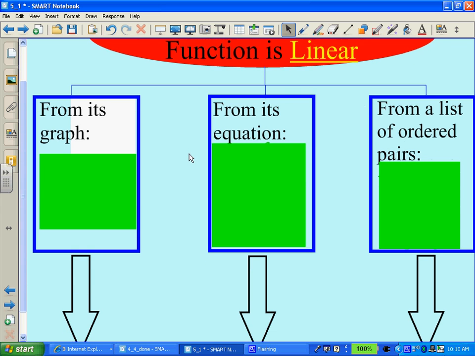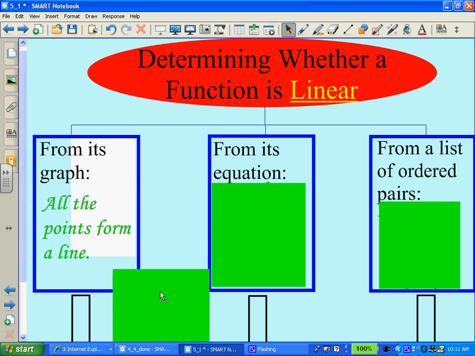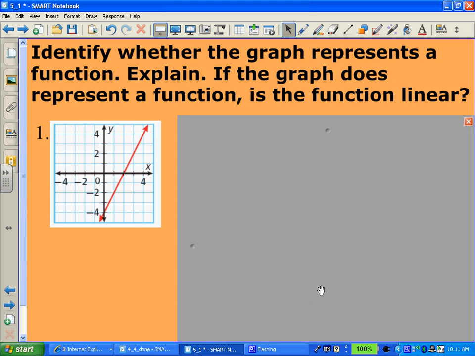So we'll start here with from its graph, and in order to determine if a function is linear from its graph, we just look at the graph and decide whether it forms a straight line. Okay? So all the points form a line, and that line is straight. And by straight, I don't mean like straight across or straight up and down. It can also be diagonal. It just can't have any curves in it. So let's look at some examples with graphs.